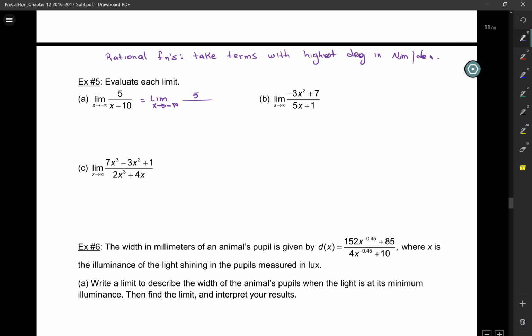What's the exponent of the x? 1. What about 10? That's x to the 0. Okay? So now, what you're left with is 5 over x. This is a reciprocal function, right? Reciprocal functions go to 0 at the ends, right? So the limit of this is going to be 0.